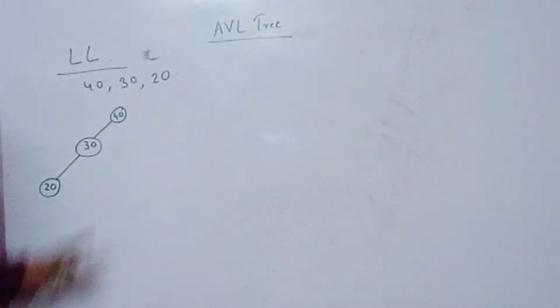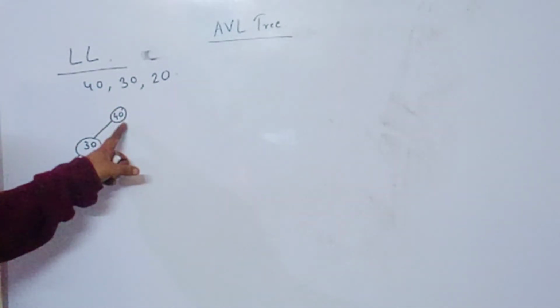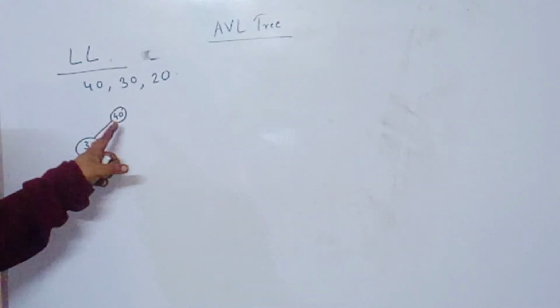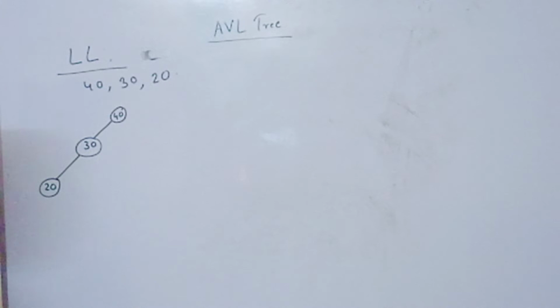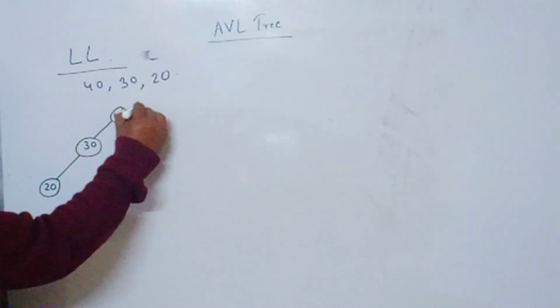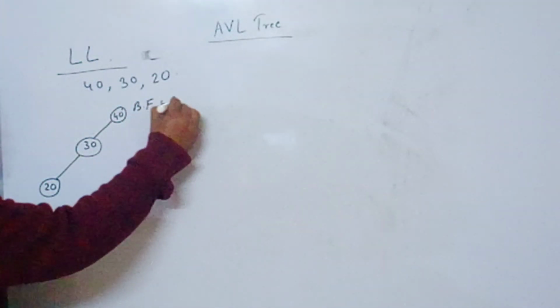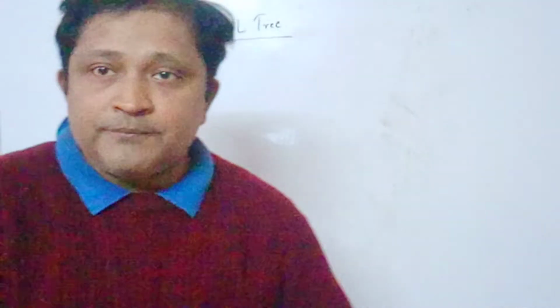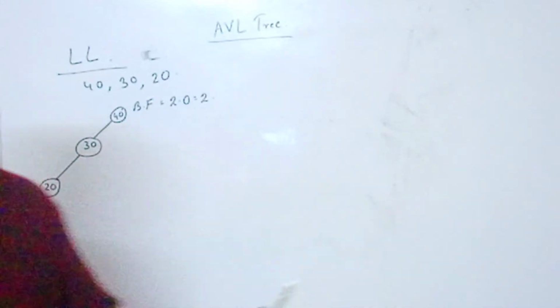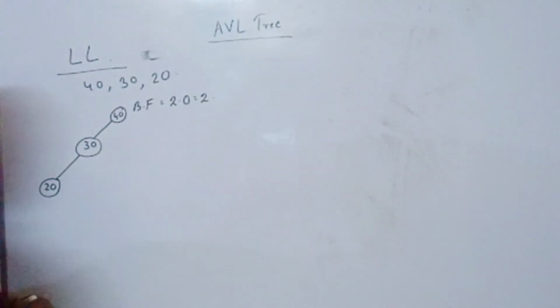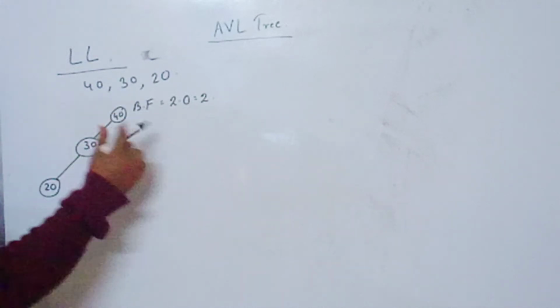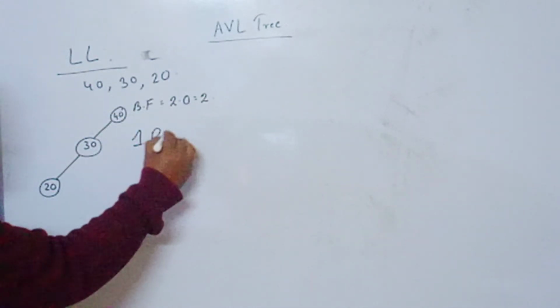But this is unbalanced. Why is this unbalanced? Because for 40, this particular node, the height of the left subtree is 2 and the height of the right subtree is 0. So the balance factor is 2 minus 0, which is 2. 2 doesn't fall in the range of minus 1 to plus 1. So how to balance it? Just keeping 30 fixed, we have to rotate. So one rotation is required in that case.